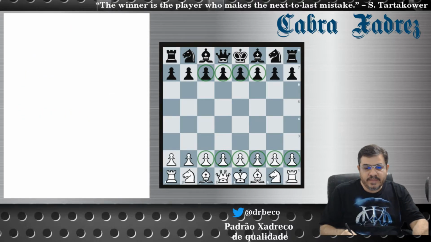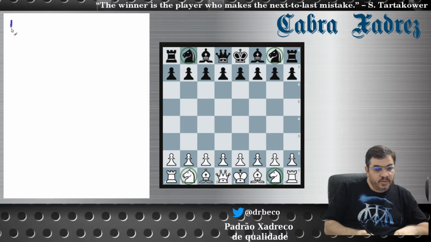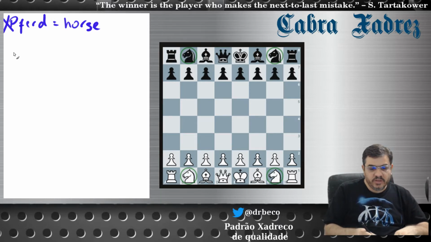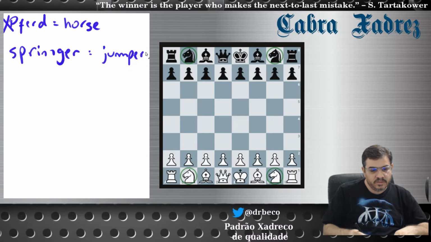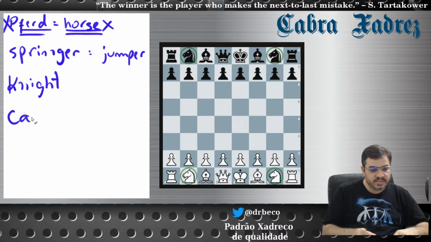Next, what are these guys here that look like a horse? Well, Pferd in German means horse, but we don't use this, okay? We use Springer. Springer means the jumper, because it moves by jumping. And in English, it's a knight. A knight is a noble title. It's not a horse. But in Italian and in Portuguese, we use the meaning of horse. In Portuguese, it is cavalo. That means horse. And in Italian, it is cavallo.